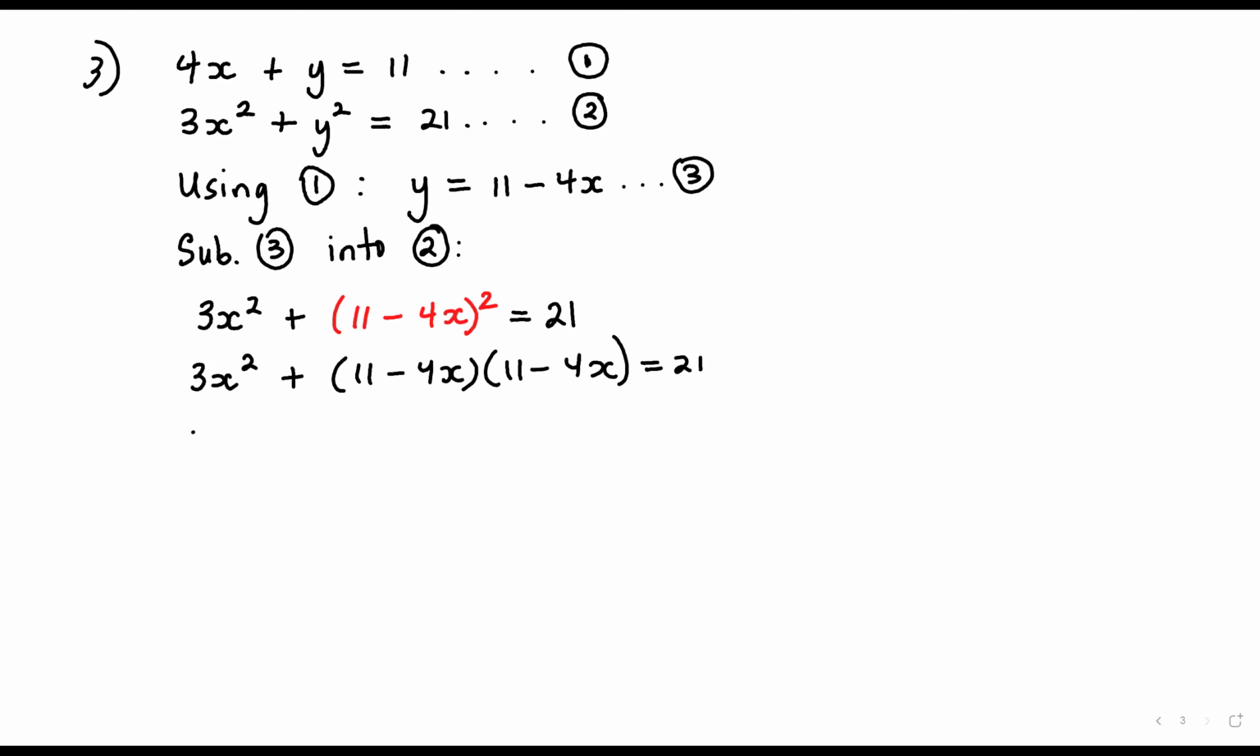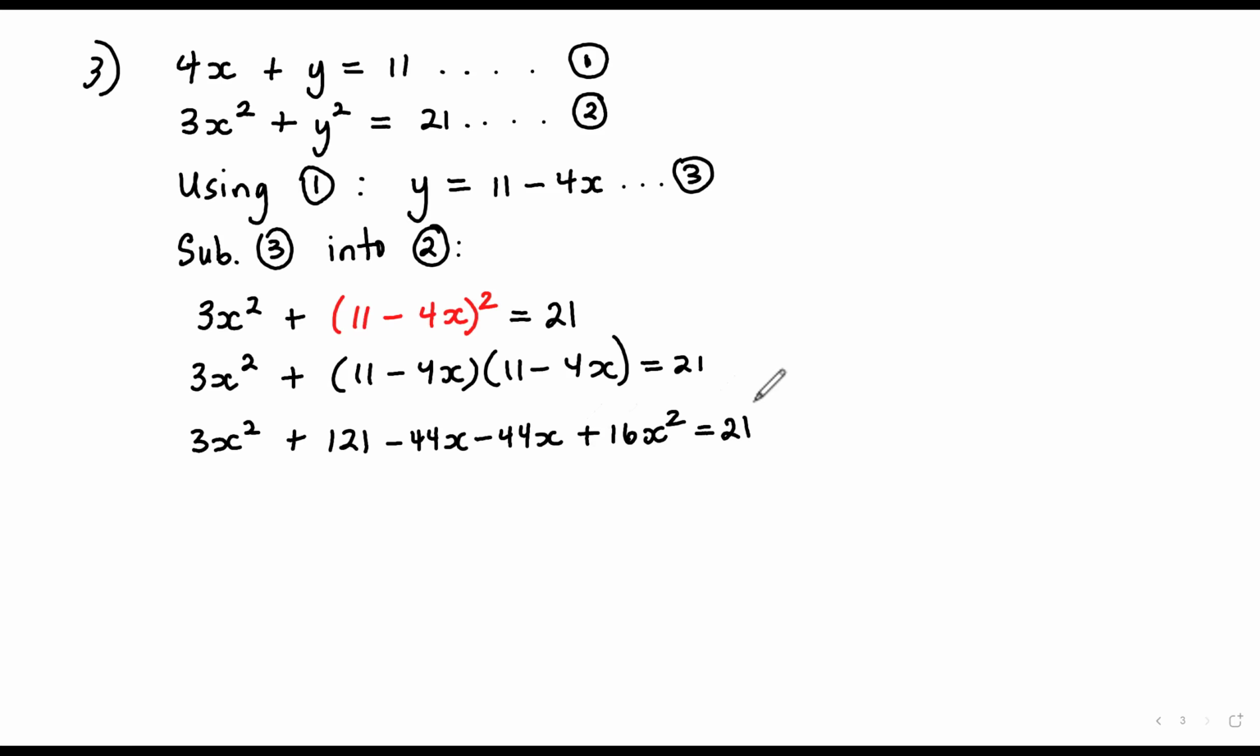So this will be 3x squared. 11 times 11 is 121. 11 times minus 4x will be minus 44x. Minus 4x times 11 is minus 44x. And then minus 4x times minus 4x will be plus 16x squared. All of that is equal to 21.